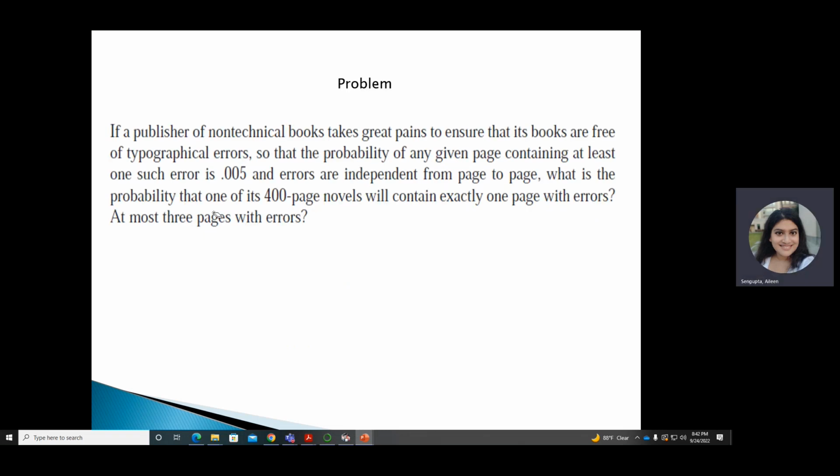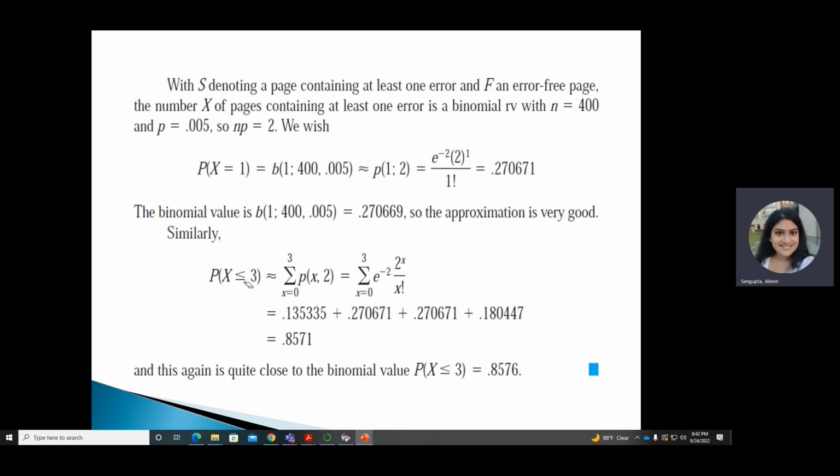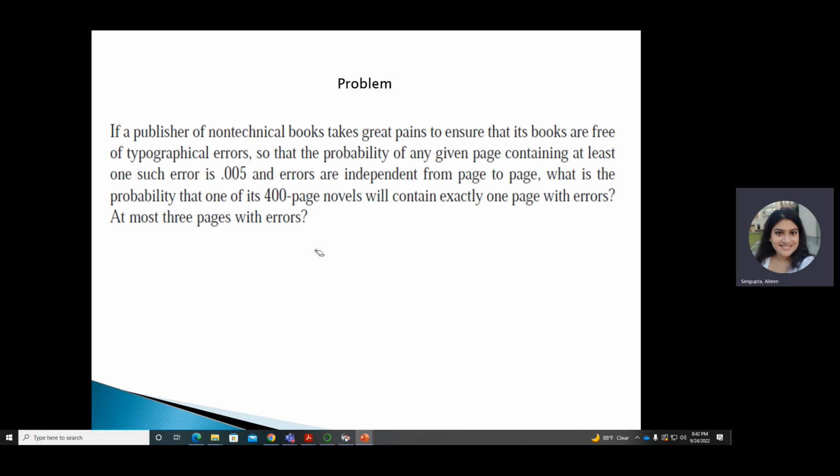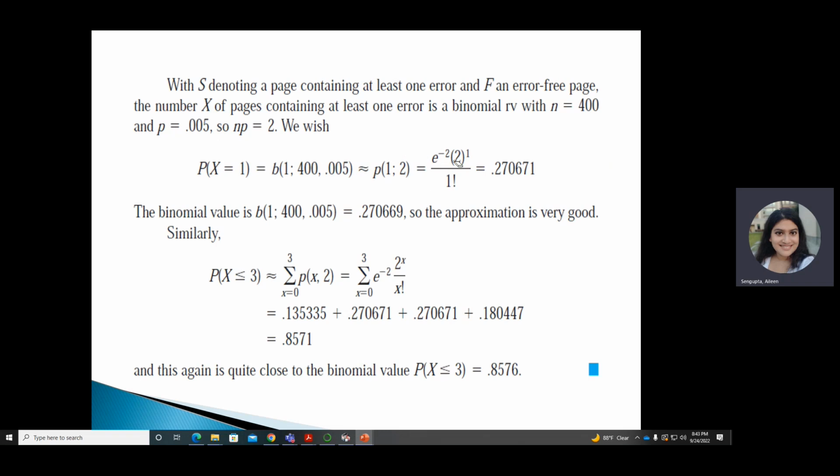and at most 3 pages with errors is basically, at most means till max. Till max is basically, again, less than or equal to 3. So you can actually put it in a formula. But then look how we have considered S denoting a page consisting of at least one error, but in the first case we have approximated it to a Poisson random variable. There is absolutely no mention of the word rate here. We only have that if a publisher of a non-technical book is publishing something, there's an error probability. What we are trying to find out is the probability that one of its 400 pages contains exactly one page of error. So there is no rate involved in it.